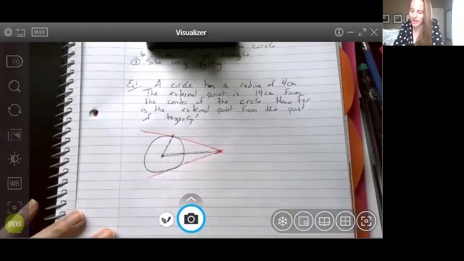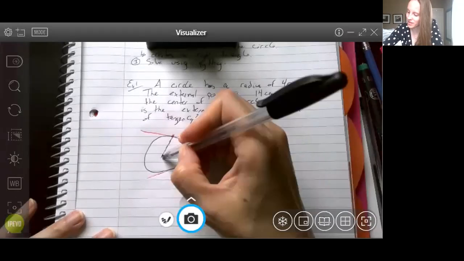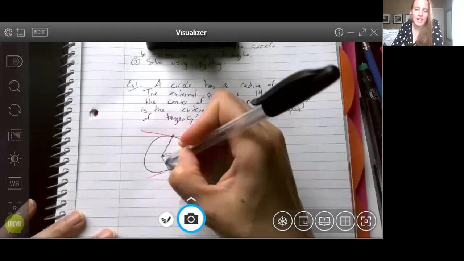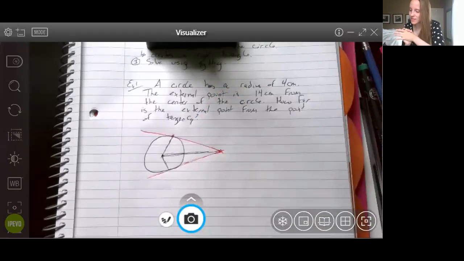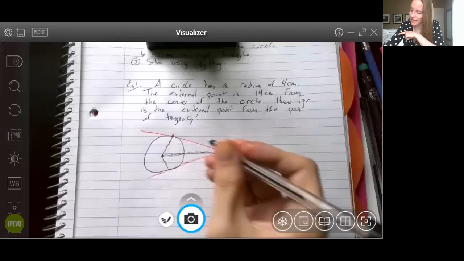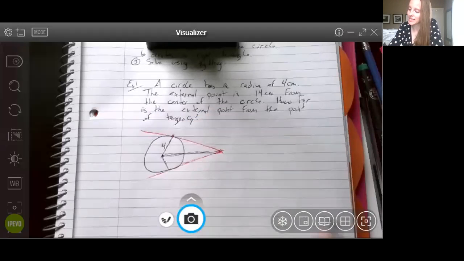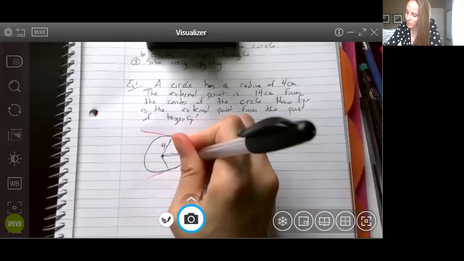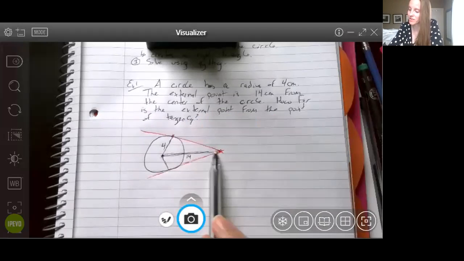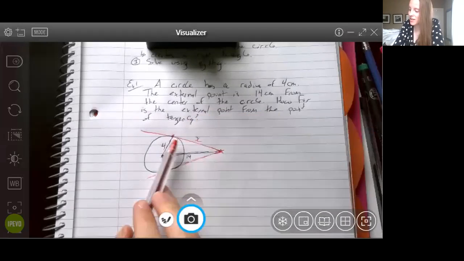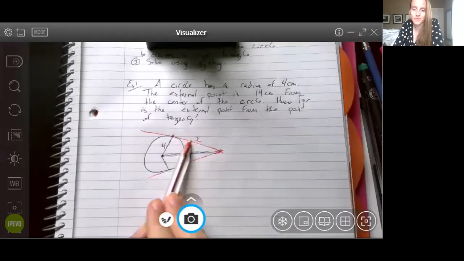And there's my right triangle. I could have another one down here if I wanted. Okay, so now we are going to solve this. I have that length is 4, that's my radius. This entire black line here is 14. That is my distance from the external point to the center of the circle. And it is asking me to find this unknown length right here.